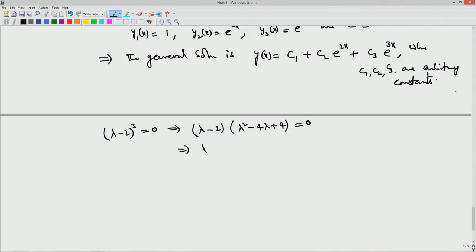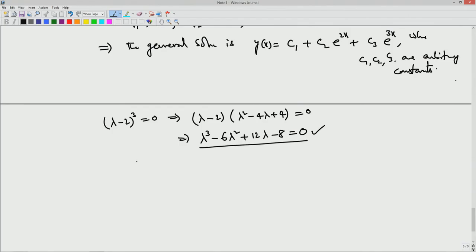So, this will give me lambda cube minus 2 lambda square minus 4 lambda square, which is minus 6 lambda square, then plus 8 lambda plus 4 lambda, which is plus 12 lambda, okay, minus 8 equal to 0, right. So, if this is what you want as a polynomial equation, you can guess the equation. This is how you can cook up problems.